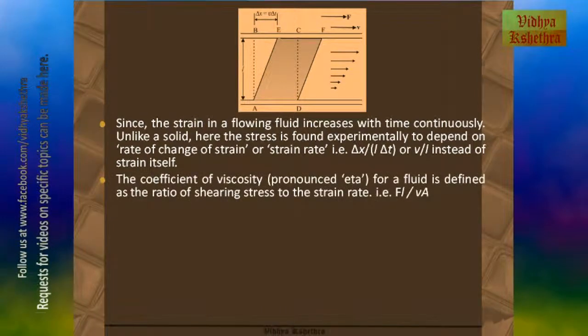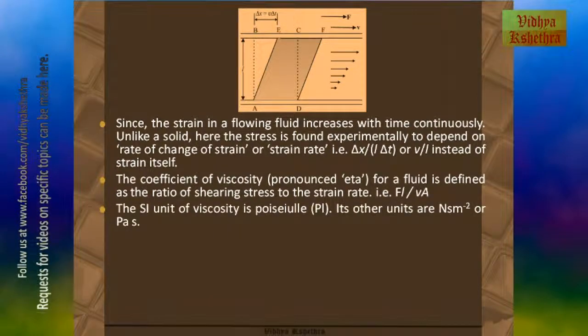So the coefficient of viscosity, pronounced eta, for a fluid is defined as the ratio of shearing stress to the strain rate, that is FL by VA, where F is the force applied, L is the length, V is the velocity of flow, and A is the area of cross section. Now the SI unit of viscosity is Poiseuille. Its other units are Newton second meter raised to minus 2, or Pascal second.